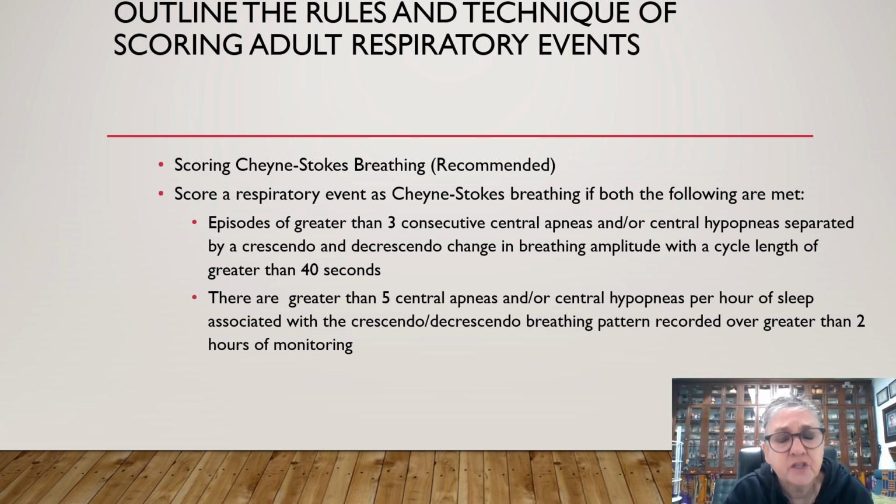In scoring Cheyne-Stokes breathing, it's recommended that you score a respiratory event as Cheyne-Stokes breathing if both of the following are met. Episodes of greater than or equal to 3 consecutive central apneas and/or central hypopneas separated by a crescendo and decrescendo change in breathing amplitude with a cycle length of greater than 40 seconds, or there are greater than 5 central apneas and/or central hypopneas per hour of sleep associated with a crescendo and decrescendo breathing pattern recorded over greater than 2 hours of monitoring.